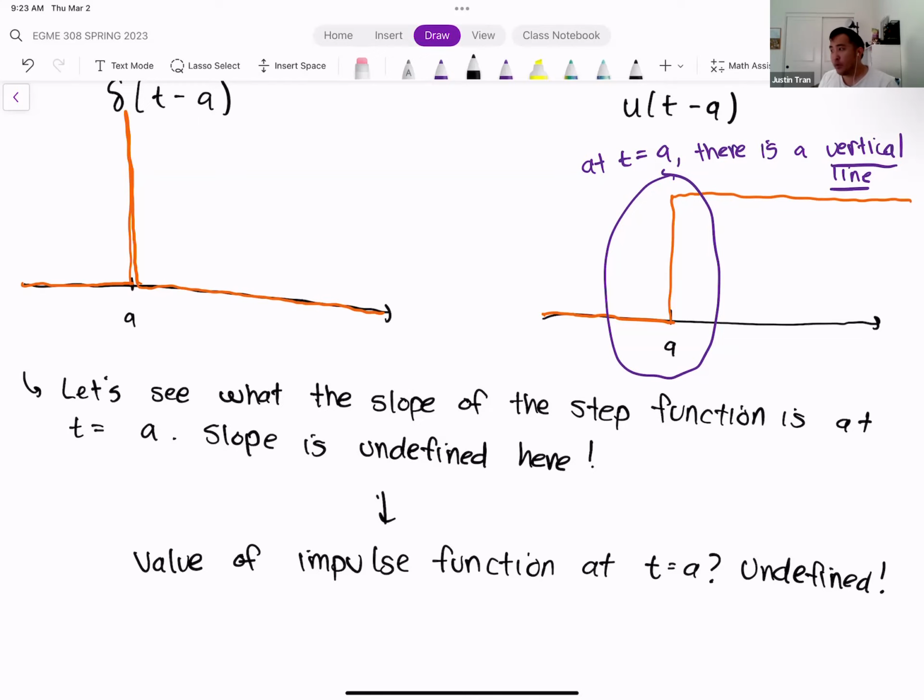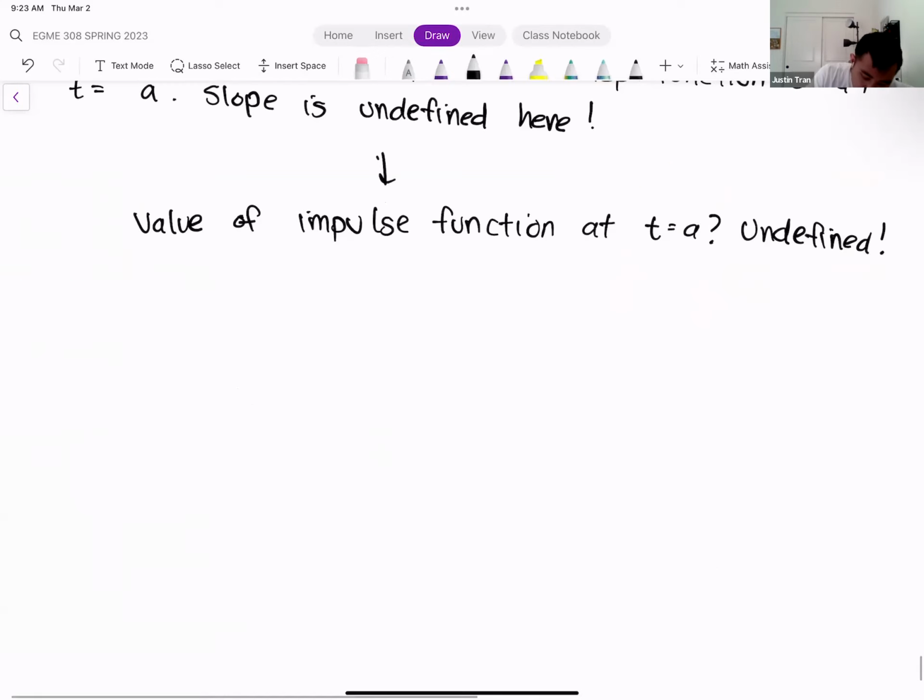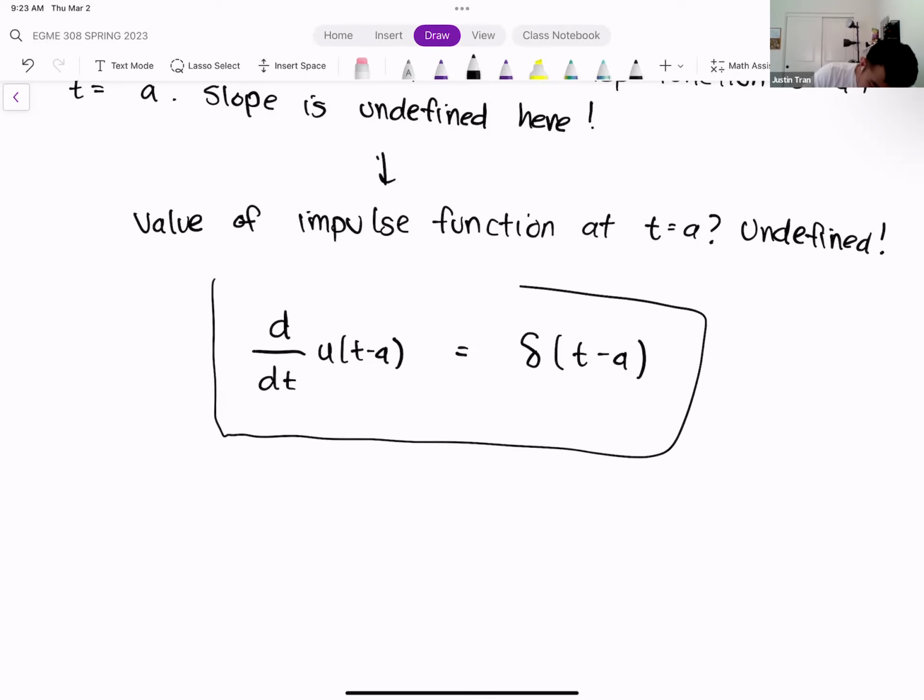What's another way that we can mathematically represent the slope? It's with a derivative, right? And so if we take the derivative of the step function, this is going to get us the impulse function. So that's the relationship between these two functions. The impulse function is basically just the derivative of the step function, or at least as close as we can get to it.